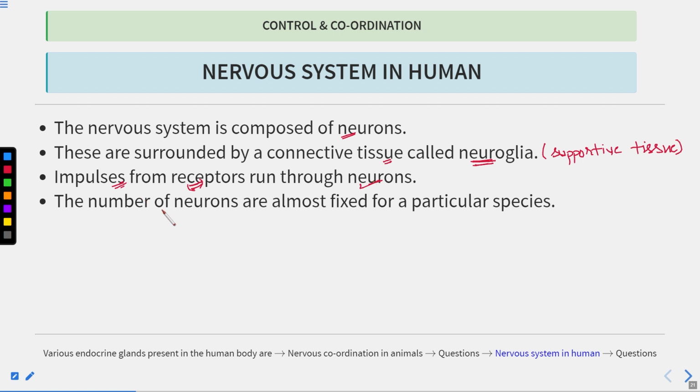Now the number of neurons is almost fixed for a particular species. And there's one more characteristic feature of neurons, that they don't divide. These nerve cells don't divide. Clear?